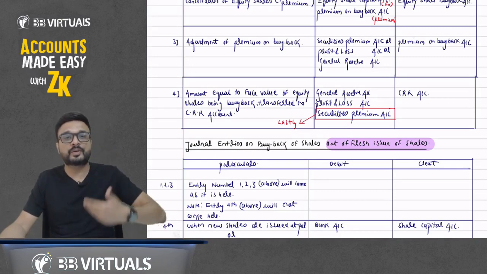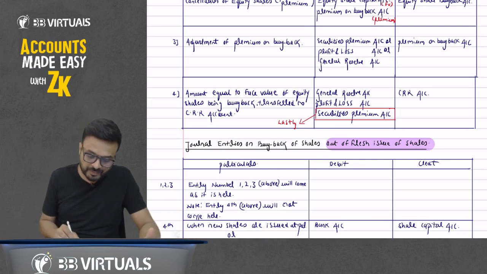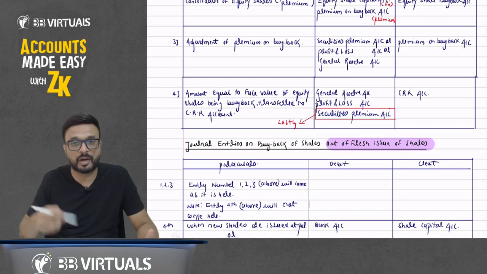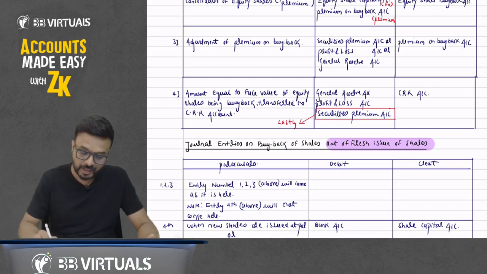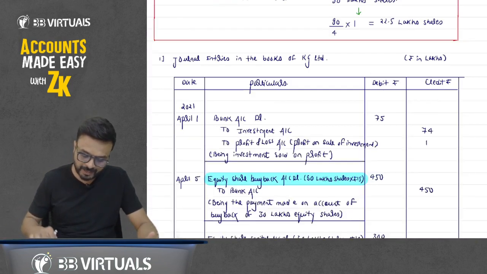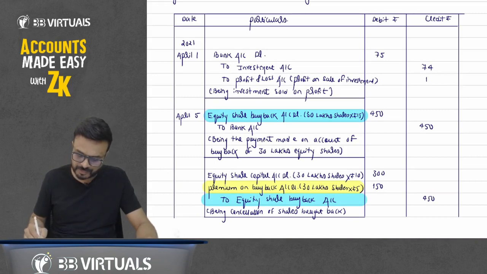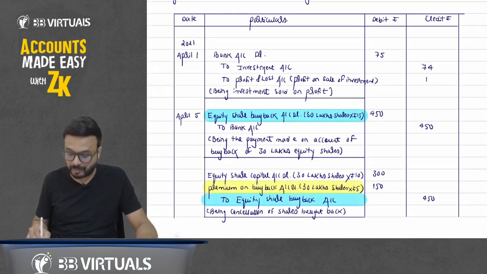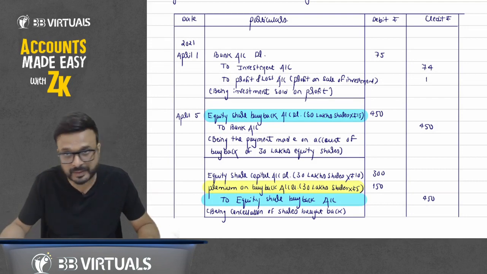So how much amount should we transfer to CRR account? We will transfer to CRR account the face value of equity shares bought back, as per law. How many shares have we bought back here? The face value of shares bought back is 300. So 300 should be transferred to CRR account.